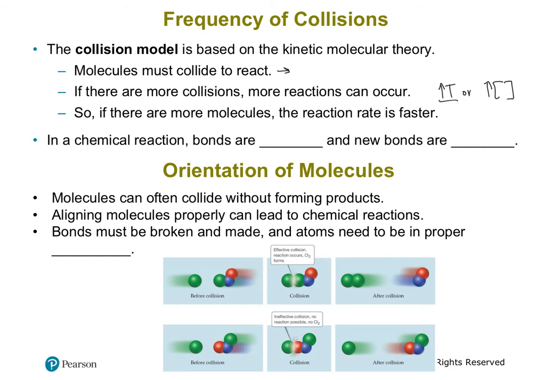For a chemical reaction to happen, we're going to have to break reactant bonds and form new bonds from our products. To do that, we have to hit with enough energy to break those original bonds, right? We have to overcome the bond enthalpy, and then bonds will get formed and release new energy. Orientation is going to matter.